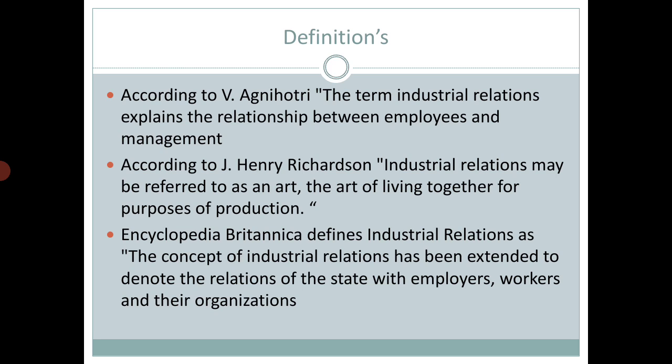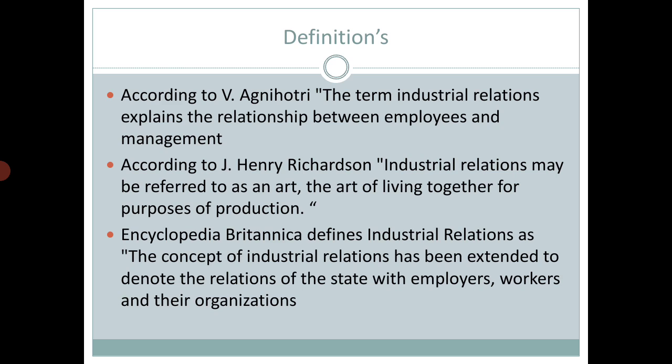Then the term industrial relation comprises industry and relations. If you break industrial relations into two parts, the first part will be industry and the second part will be relations. Industry means any productive activity in which an individual is engaged. It includes primary activities like agriculture, fisheries, plantation, forestry, horticulture, mining, etc., and secondary activities like manufacturing, construction, trade, transport, commerce, banking, communication, etc.